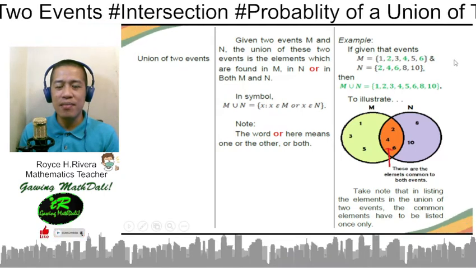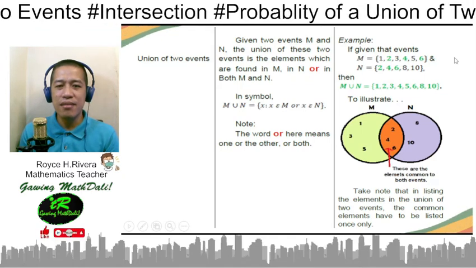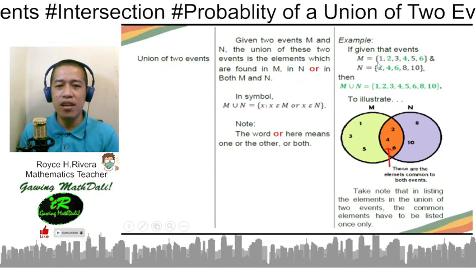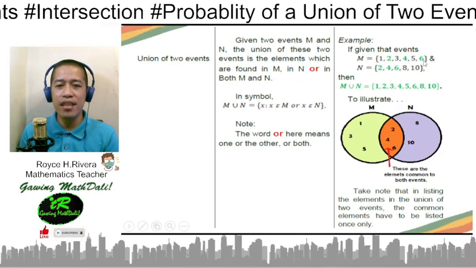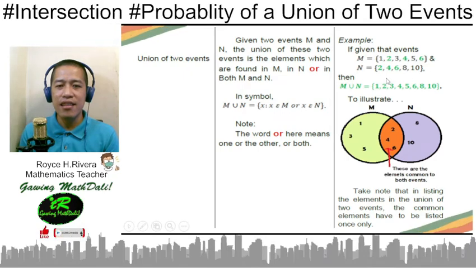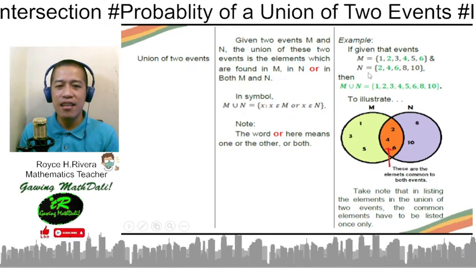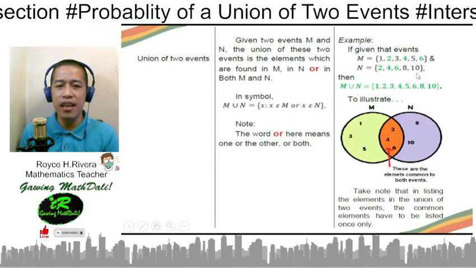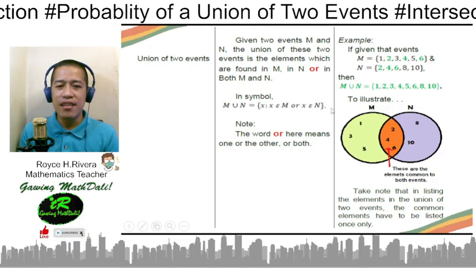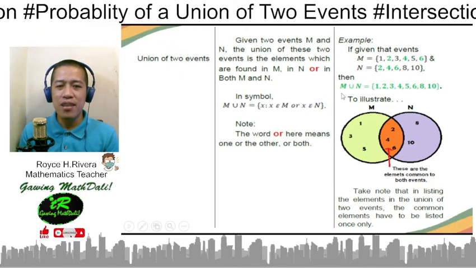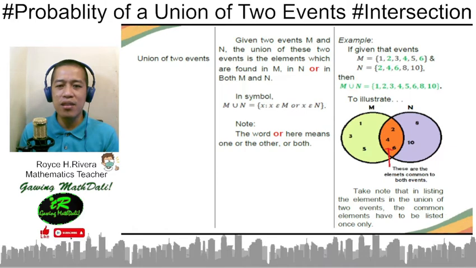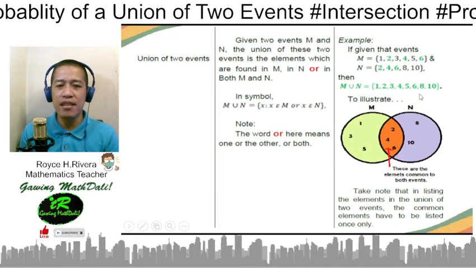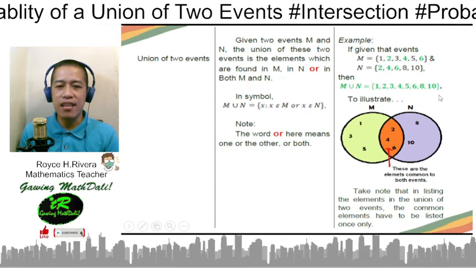For our example, if given that event M has the elements 1, 2, 3, 4, 5, and 6, and N is equal to the set with elements 2, 4, 6, 8, 10, then M union N is equal to the set with elements 1, 2, 3, 4, 5, 6, 8, and 10.